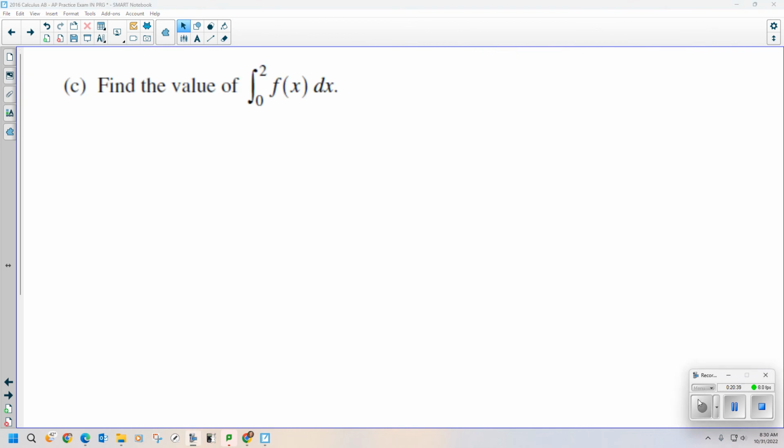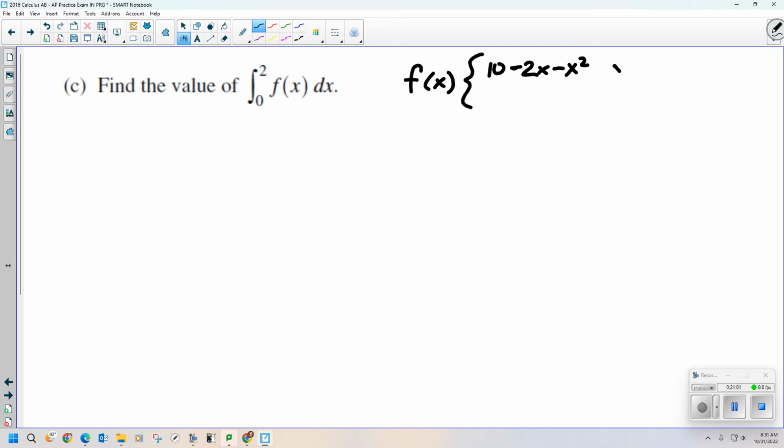And speaking of a lot, we have 6C. Find the value of the integration from 0 to 2 of f of x. Okay. Well, again, let's write down our piecewise function, 10 minus 2x minus x squared if x is less than or equal to 1, and 3 plus 4e to the x minus 1 if x is greater than 1. All right, here we go.